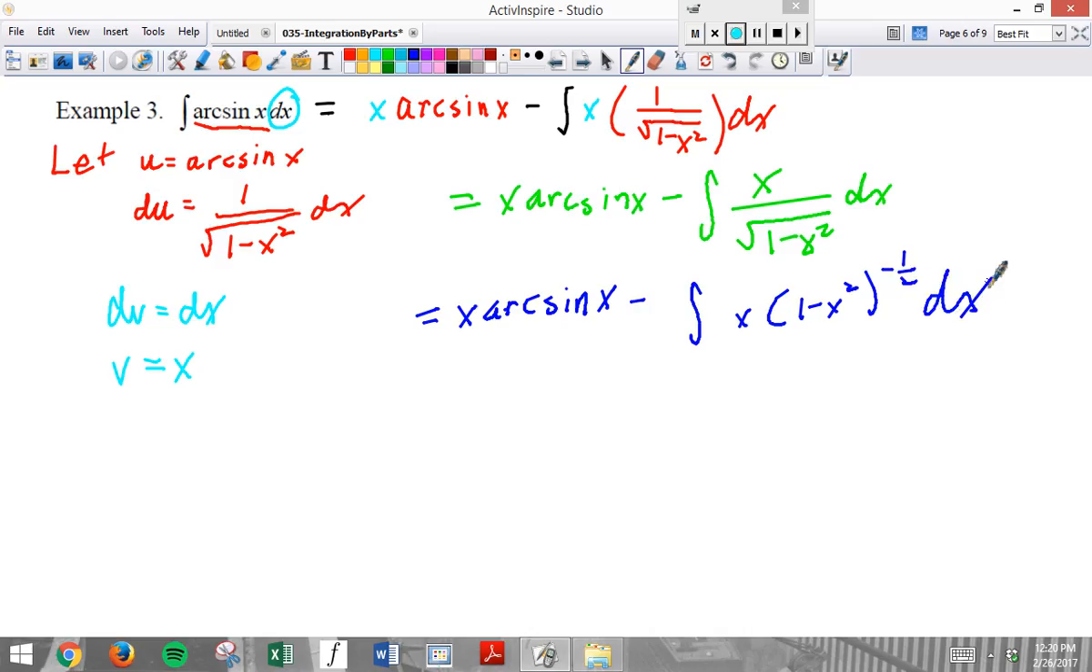Like that. And again, what was the derivative of the inside here? It was negative 2x. So I need to give myself some hook-offs here. Negative 2. Right? And that's going to be a hook-off. And to get that negative 2, I need a negative 1/2 on the outside. Capiche? Got it?